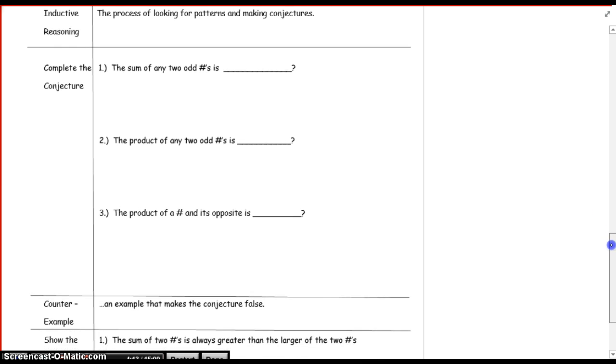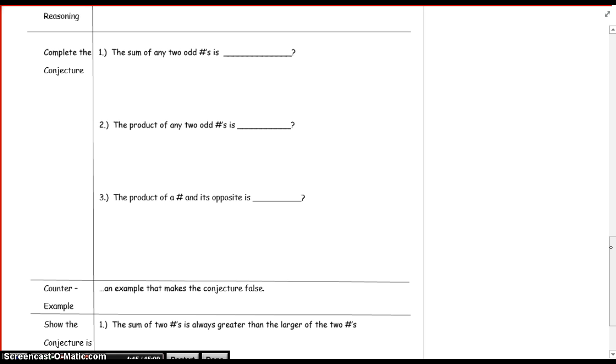If I want to complete this structure, meaning the sum of any 2 odd numbers is what? Well, we have to take a look at the patterns. What are the patterns that we see all the time? Let's take the sum of any 2 odd numbers. Let's say I take 3 plus 3. What does that equal? The magical number of 6.